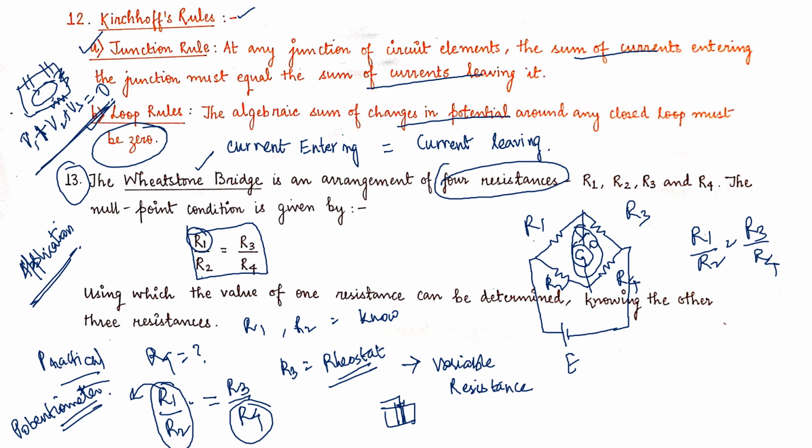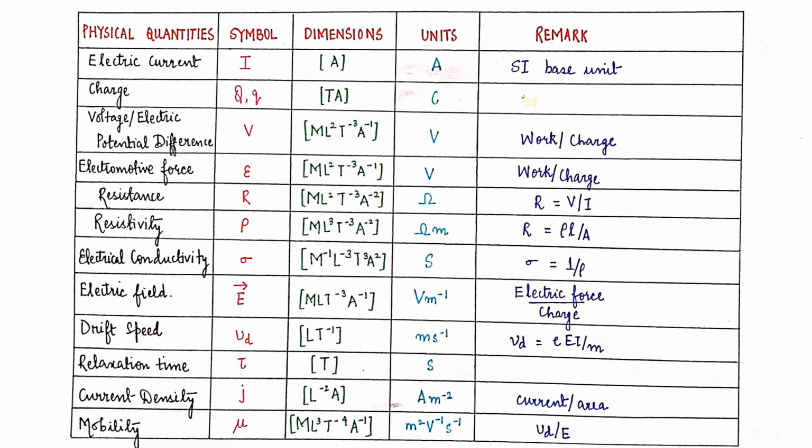Now we will discuss a few units, and then at the end I'll give a glimpse of what a rectifier is. So here we have these physical quantities. These are the symbols, their dimension, unit and the remarks. Electric current I has the dimension A. Its unit is A, that is ampere. It is an SI base unit.